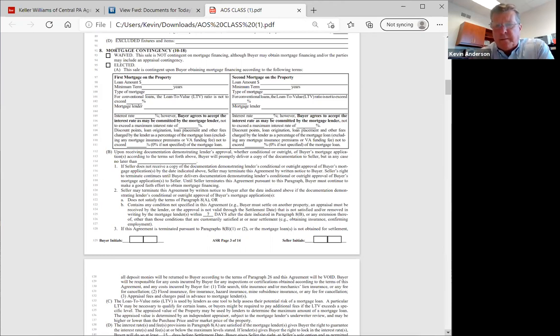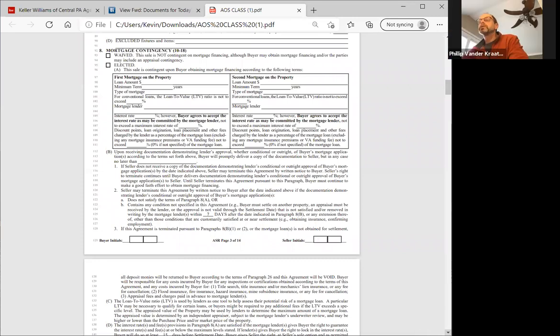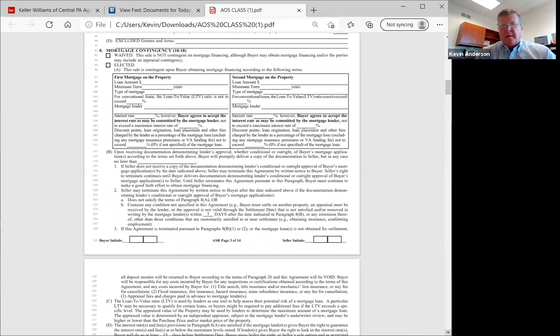Something interesting in the legalese that follows, some people don't know, is if the seller doesn't receive that mortgage commitment by that date, they can terminate the agreement by written notice to the buyer. And that right to terminate continues until the buyer delivers the commitment to the seller.